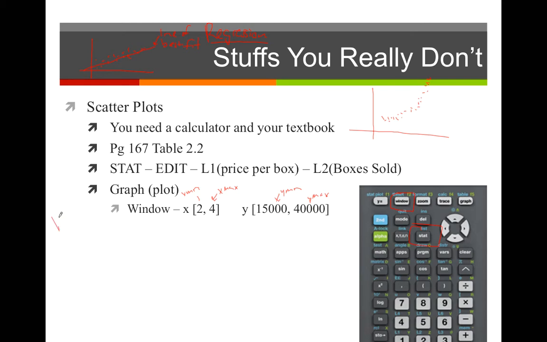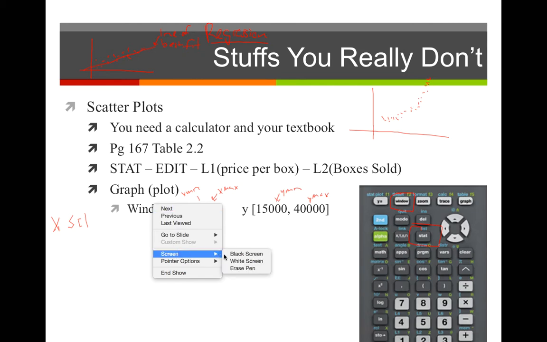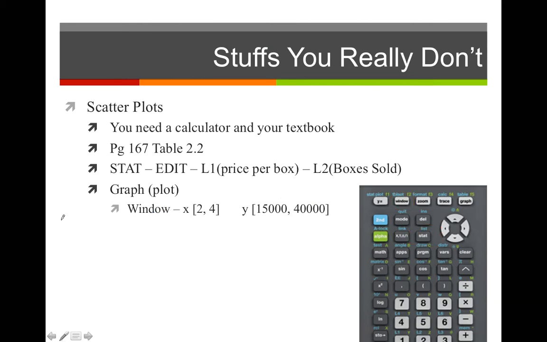The XSCL means scale. And for this one, just leave the X scale as 1. But then go down and change your Y minimum to 15,000 and 40,000 for your largest Y value, or your Y max. Now, you can change your Y scale if you want to. I usually do. I'm just going to make it 10,000 just for the heck of it. And I'm going to go ahead and graph.